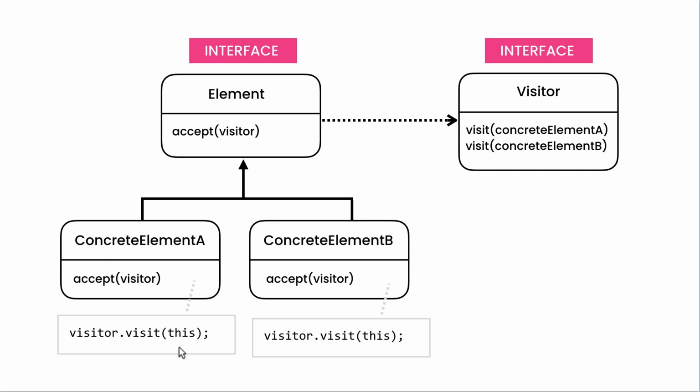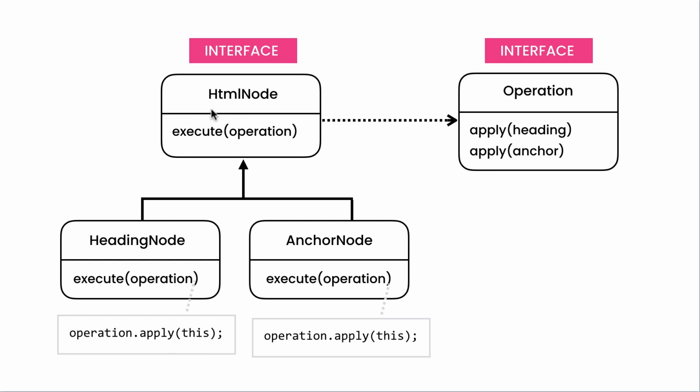What matters is that the visitor pattern allows us to add new operations to an object structure without modifying it. Every time we want to support a new operation in this structure, we simply create a new class that implements the operation interface. As simple as that. We're going to look at implementing this in the next video.